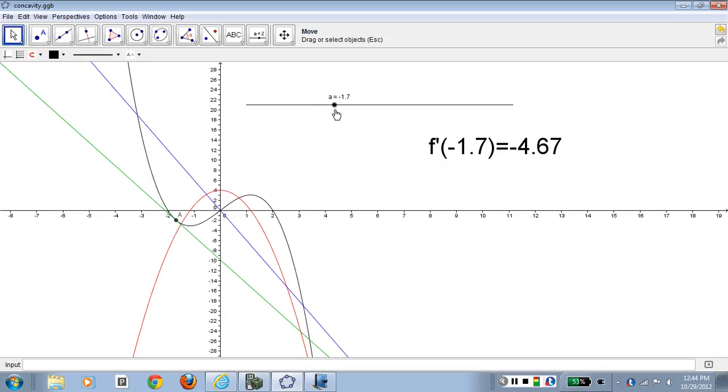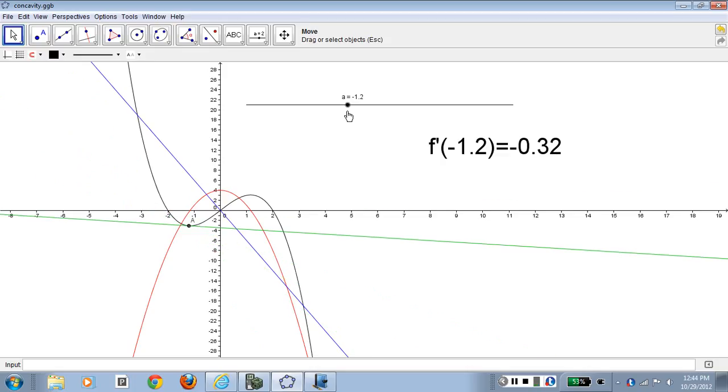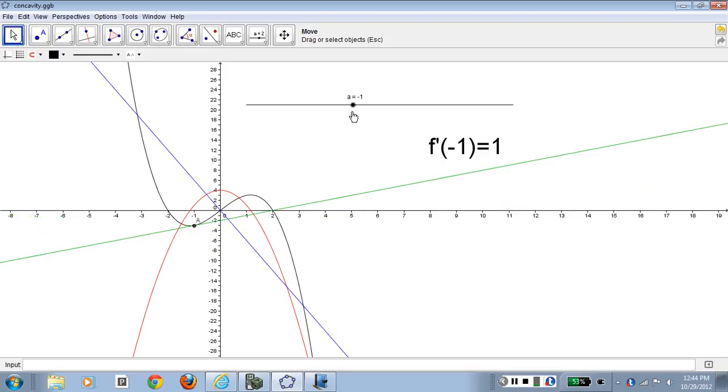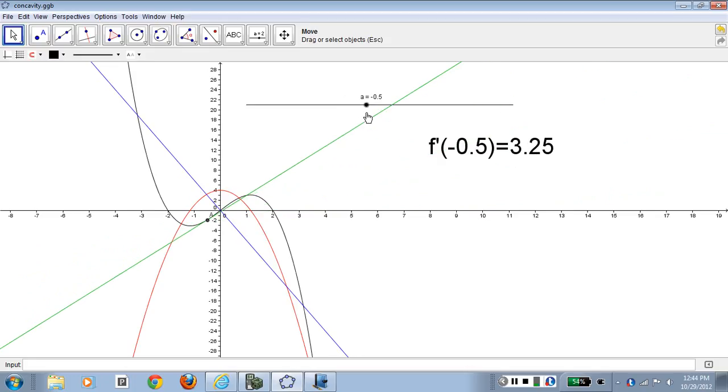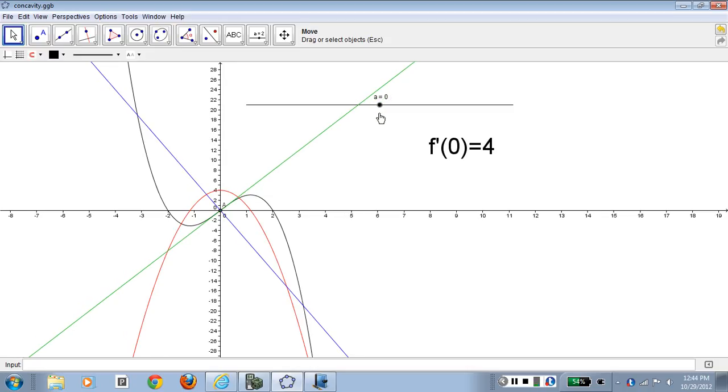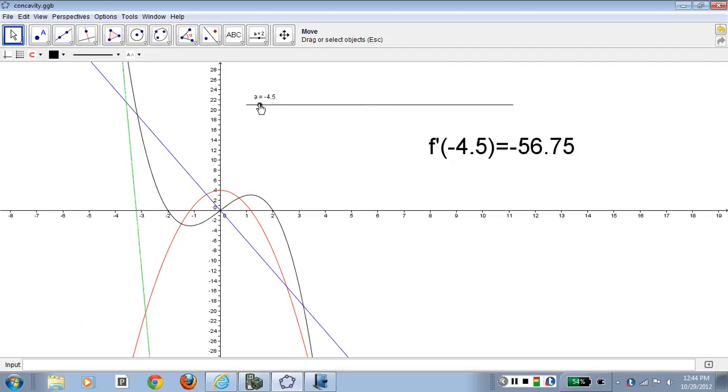Let me know when it stops increasing. So it looks like it's still increasing. Still increasing. 2.5, 2.9, 3.5, 3.7, 3.8, 3.9, 4, 3.9. There we go. So it looks like the first derivative got as high as it was going to get at 4. And so we can say the first derivative is increasing along this interval.